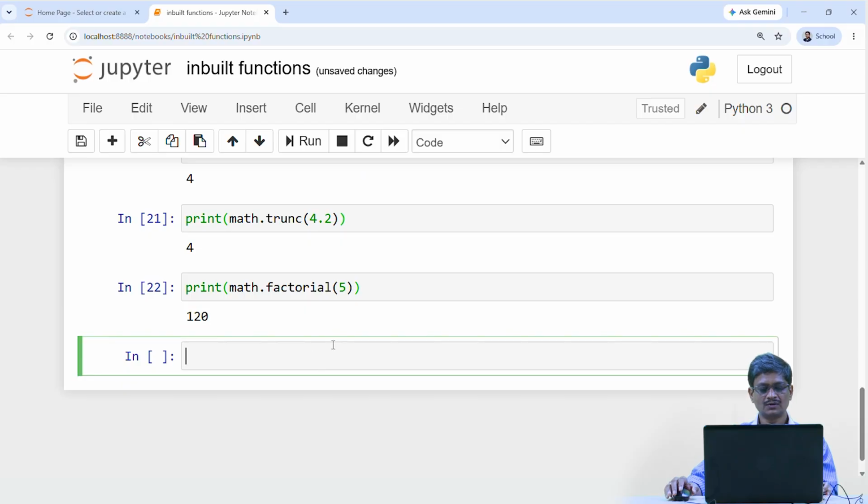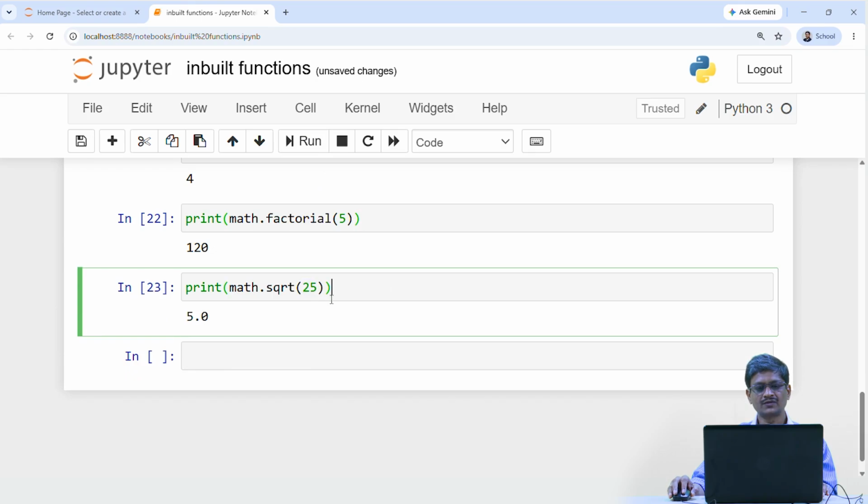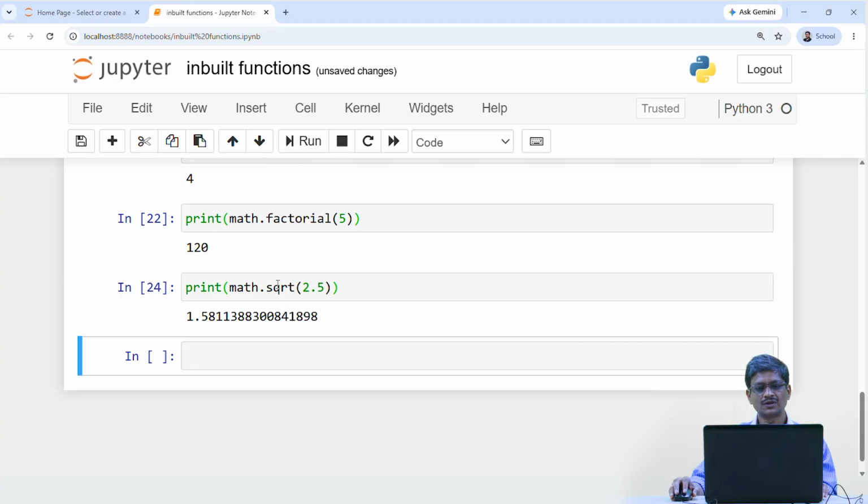Let us say I want to calculate the square root of say 5. So I just need to write SQRT, square root of let us say 5, or I should say 25. So if I run this, I am going to get the square root of 25 as 5.0. This function will also allow you to get the square root of a decimal number. Let us say I want to know the square root of 2.5, so it is going to tell me the square root of 2.5 is 1.5811.